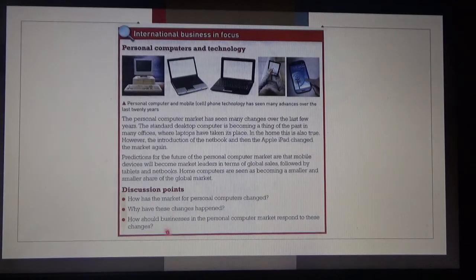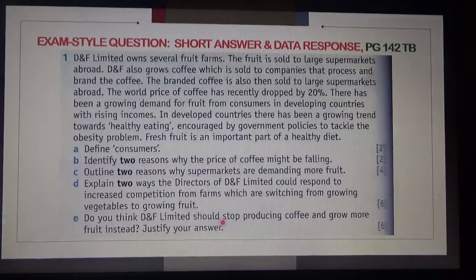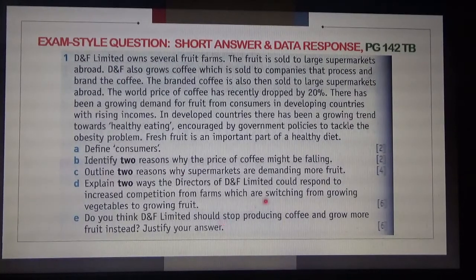This time for Chapter 10, I want you to answer the discussion points. Again, you'll have to write your answers in your copybook and send me your answers. Now, the reason why is for you to get used to answering and presenting discussion points like a pro. Okay? Now we go to the exam style questions on page 142 of your textbook.